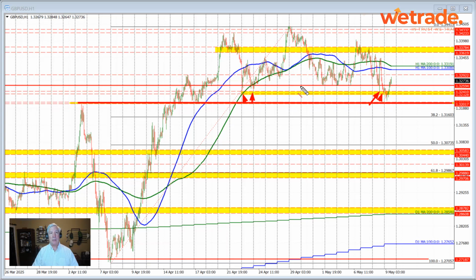We moved back above the swing area, moved back above what was an old floor level right through here as well. And that has the buyers thinking, well, maybe I'll take back more control in this currency pair. On the top side, we have the 100 and 200 hour moving average to aspire toward. Those levels come in at 133.08 to 133.19. If we move above those levels, that would be more bullish. On the downside, right now, close support comes in at 132.59.